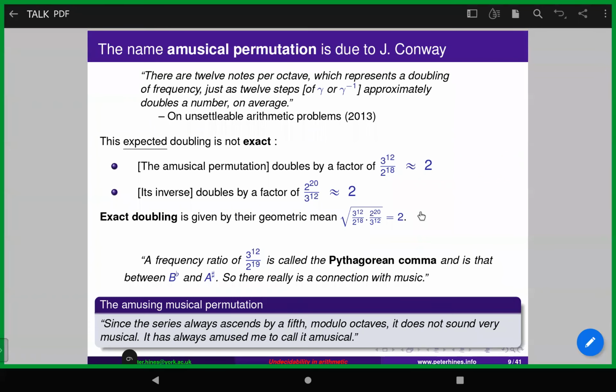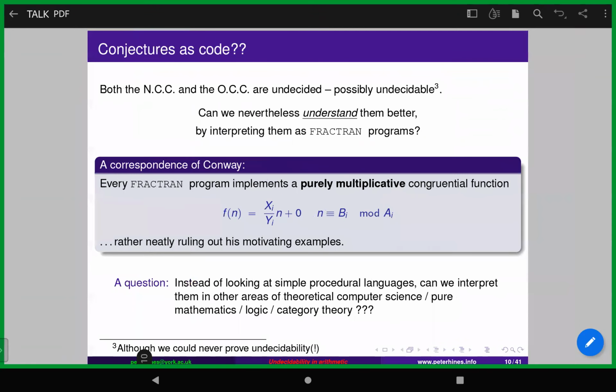But the point is, he says, it's always amused me to call it amusical, and this is actually giving a hint to what he really meant. He's always fond of puns and word plays, and apparently what he really meant was this is the amusing musical permutation. So yet another contraction, simply like obviously, it's precisely a musical permutation. Okay, well, that's nothing to do with the rest of the talk, but it needed to be addressed, otherwise people would be wondering about it.